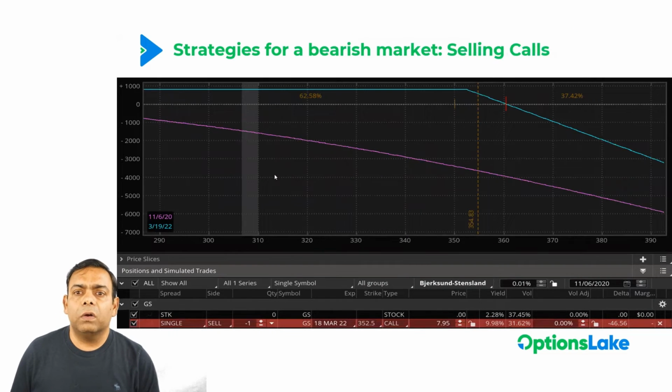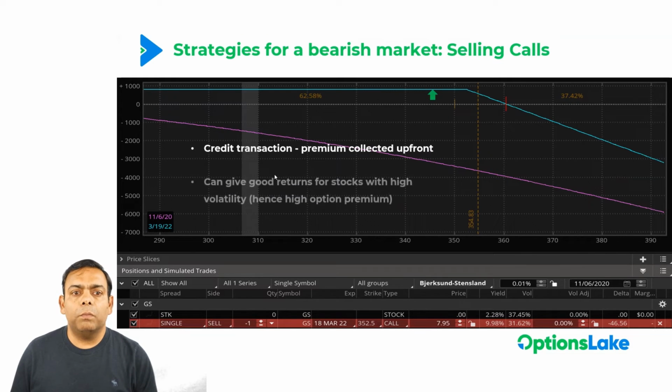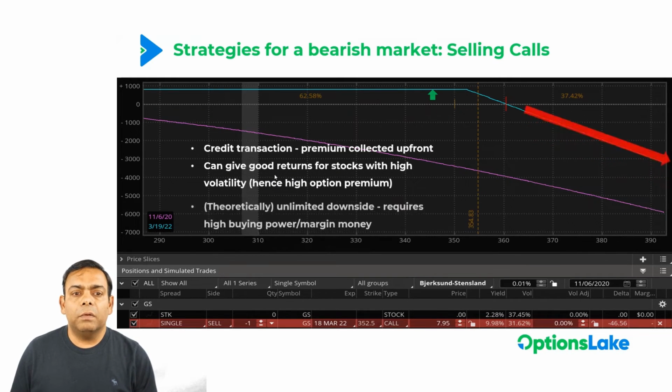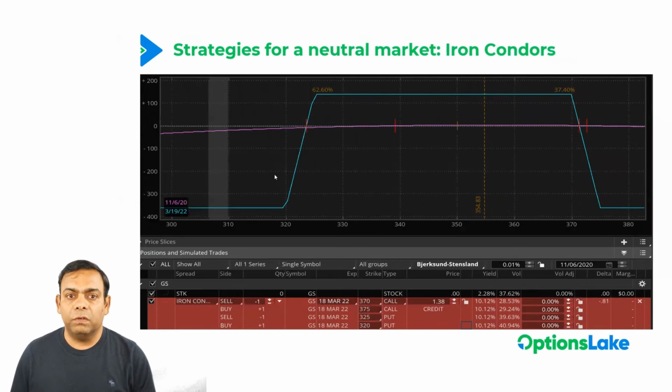Now let's look at selling a call, which is another bearish strategy where you collect premium at the time of getting into the transaction, which becomes the maximum profit for this trade. But at the same time, what you see here is that it has a theoretically unlimited downside, which means that it requires net high buying power and margin money. So again, these factors need to be considered before getting into this kind of a trade.